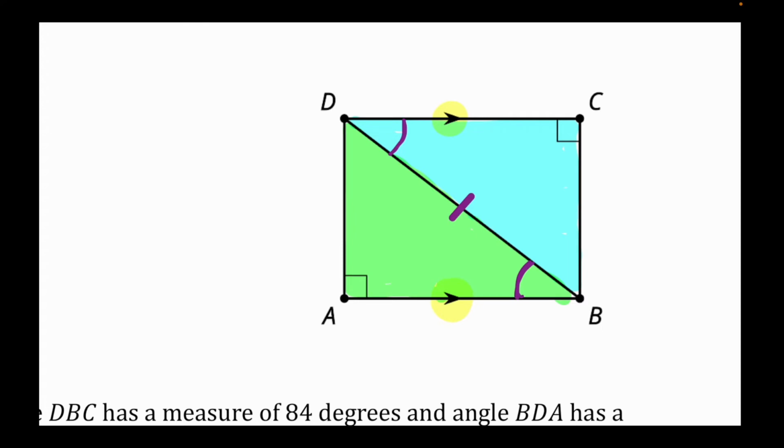Let's see. I have right angles here, which tell me all right angles are congruent to each other. So this could be angle, angle, side.